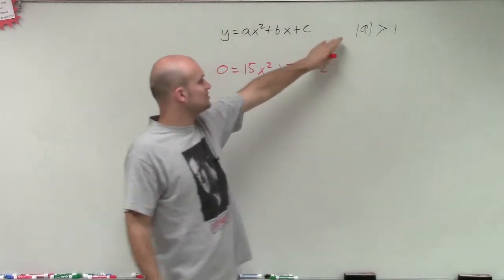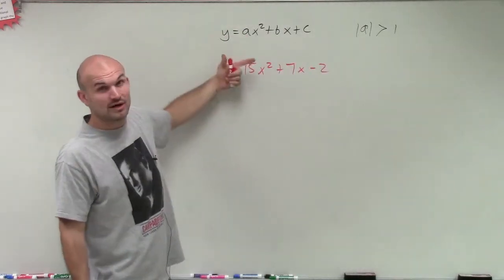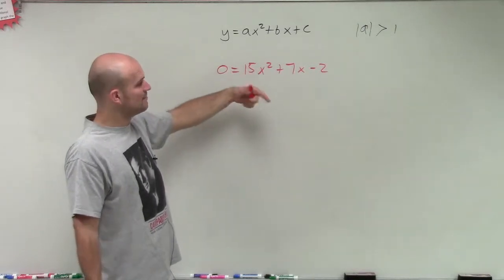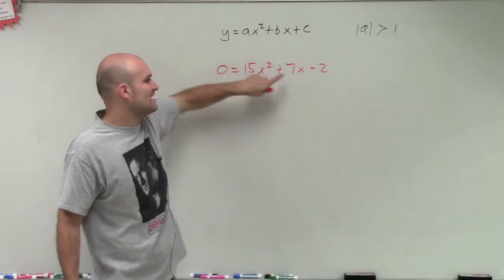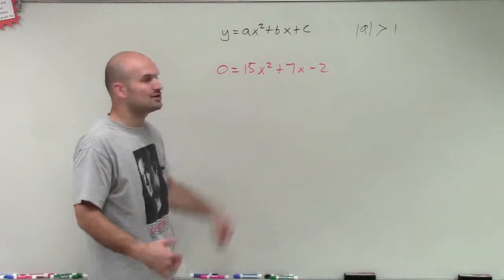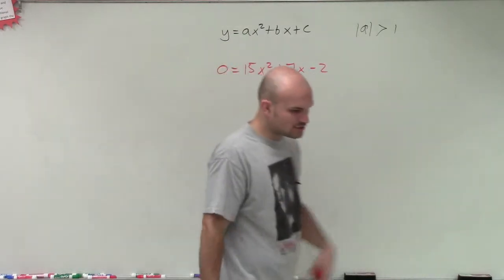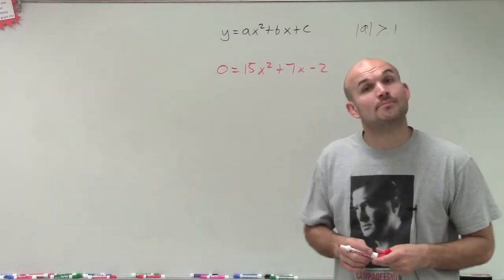So the first thing we always do is we notice that our value of a is not 1. So we can't apply any factoring techniques we've done before. And we always want to see, can we factor out this value? But I notice I cannot factor out a 15 out of the rest of these terms, so I'm going to have to leave it as is. So what I'm going to show you in this method is we're going to use the box method.